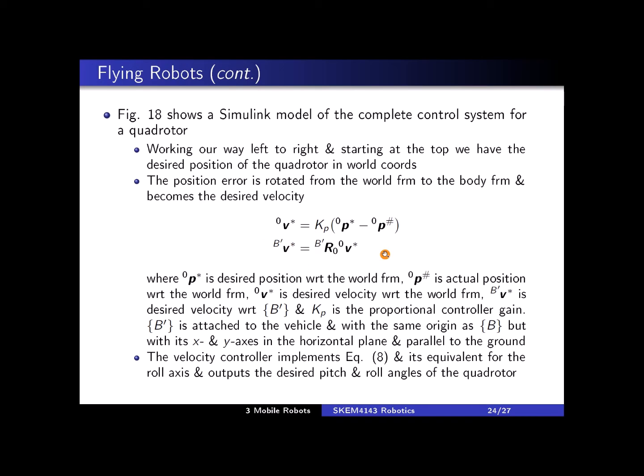So here, this is the position controller. This is the desired position. This is the actual position. And R_B^B' is the rotation matrix from chapter 2. All right, and what does this represent?